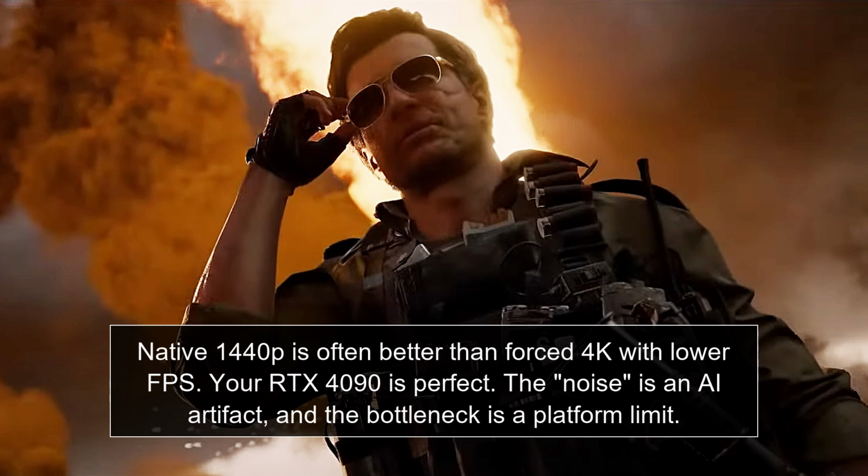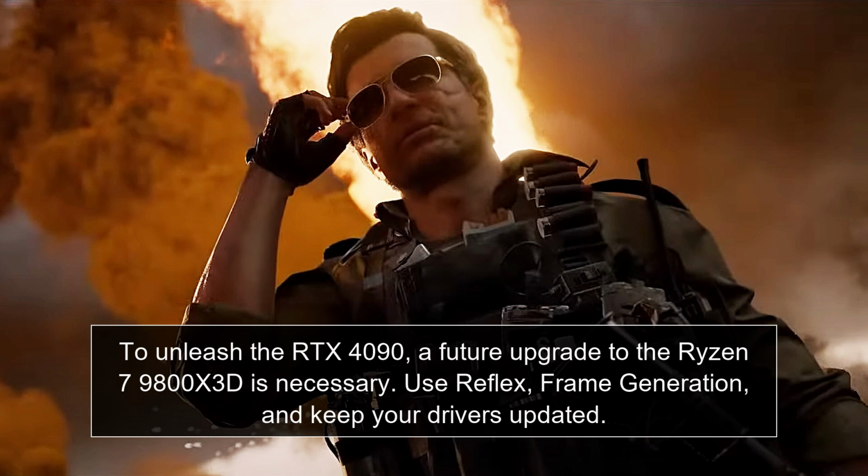To conclude, your RTX 4090 is functioning perfectly. The noise is an AI artifact, and the bottleneck is a platform limitation. To truly unleash the 4090, a future upgrade to a platform like the Ryzen 7 9800X3D would be necessary. Until then, use Reflex, frame generation, and keep your drivers updated to the latest version.